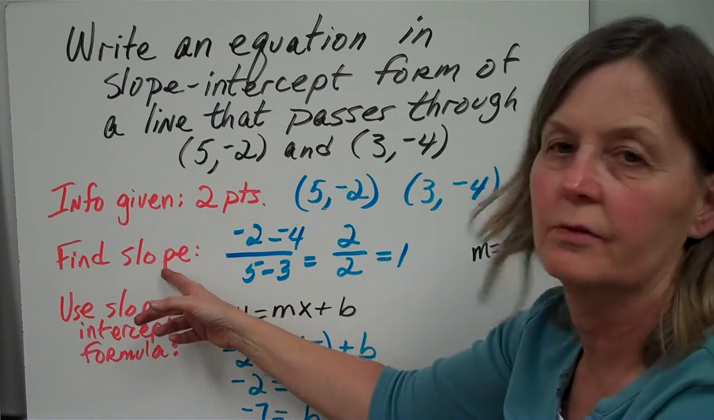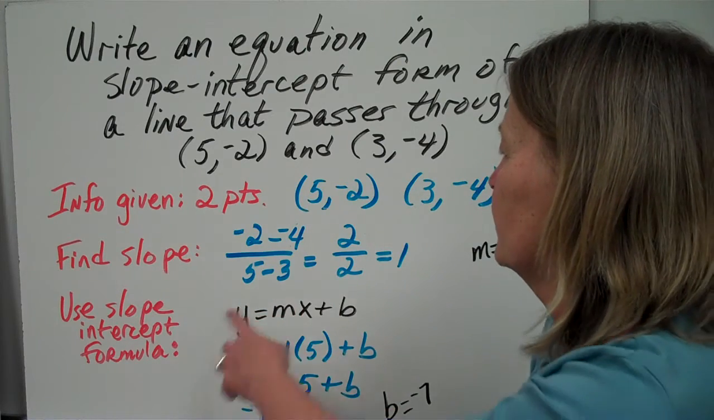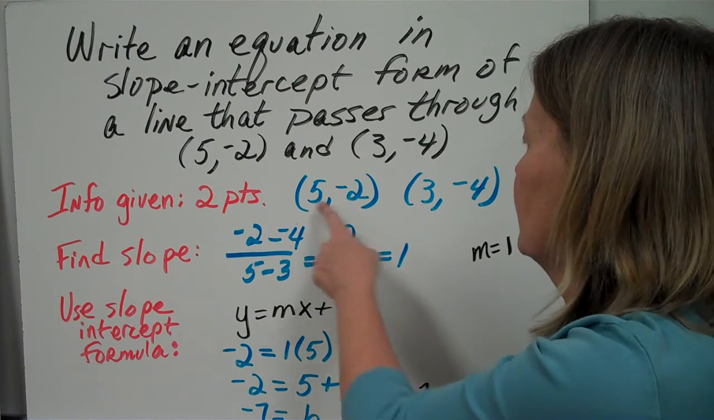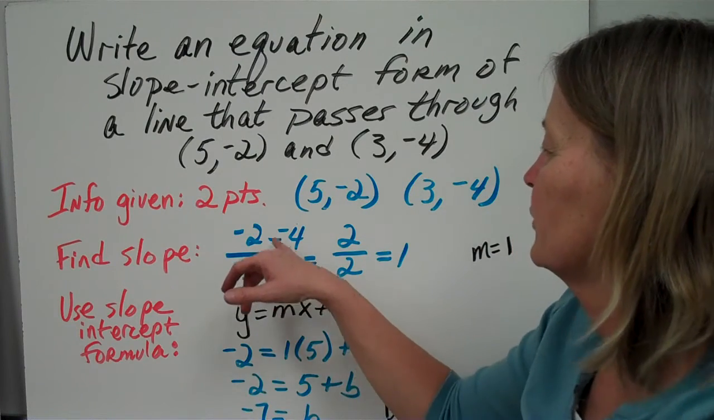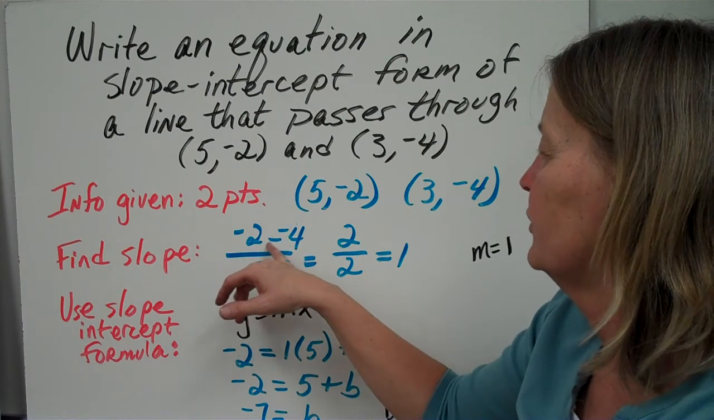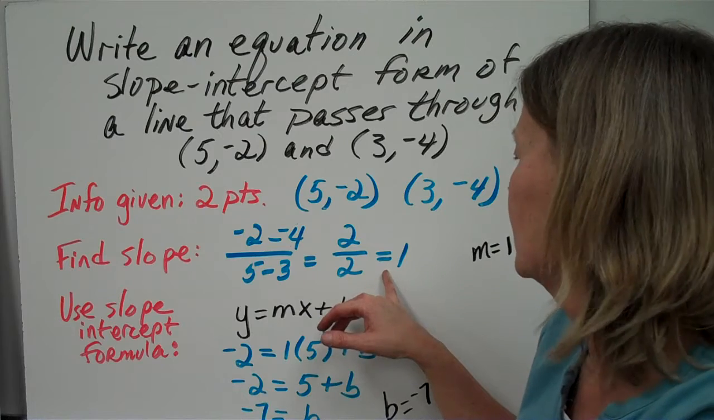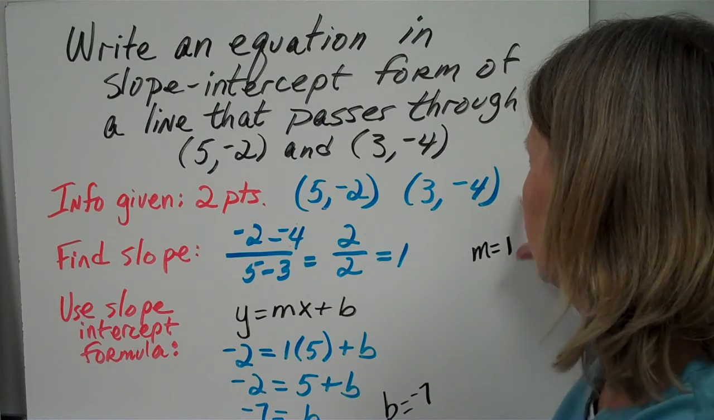Well, the first thing to do is find your slope. So using the slope formula, -2 minus -4 over 5 minus 3. Watching your signs here, you're going to get -2 minus a -4 is a positive 2, over 2. So our slope is 1. So let's keep in mind our slope is 1 here.